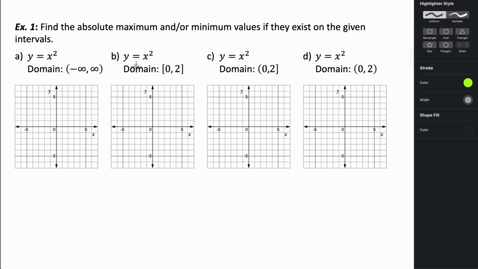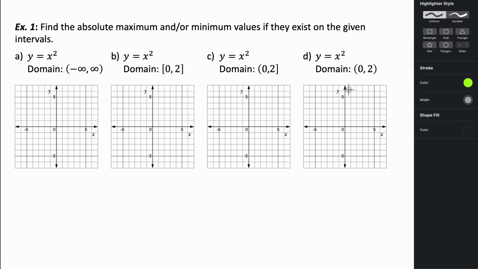Okay. So in this first example, we want to find the absolute maximum and or minimum values if they exist on some given interval. And it's the same function, it's y equals x squared for all of these, but we're looking at a different interval. So here we have a domain of all real numbers. Here we're on the closed interval from 0 to 2. Here's a half open interval and then an open interval.